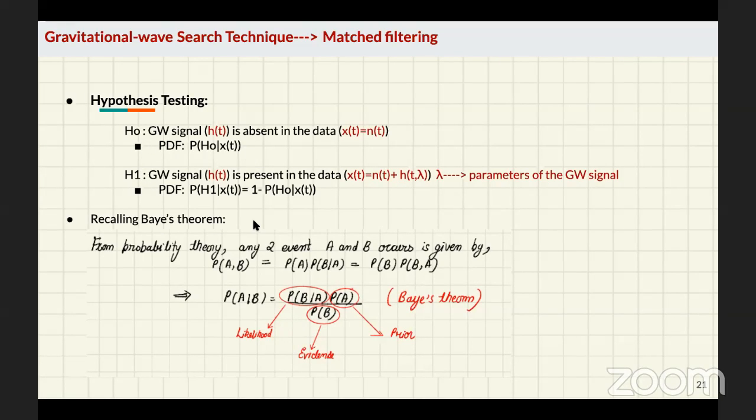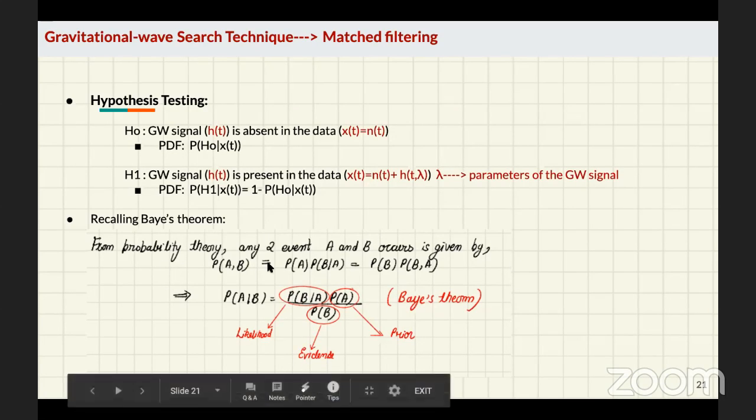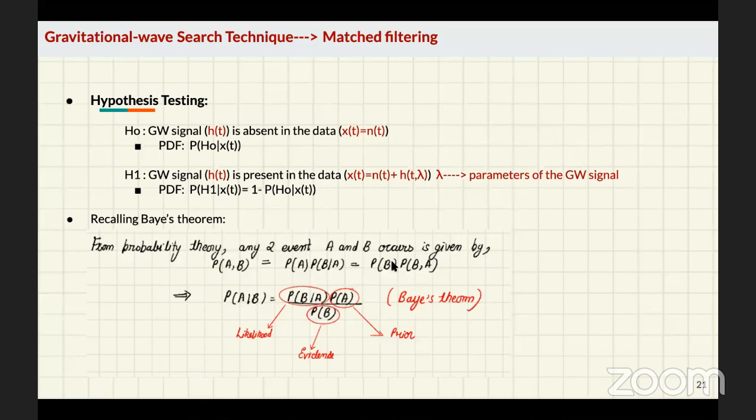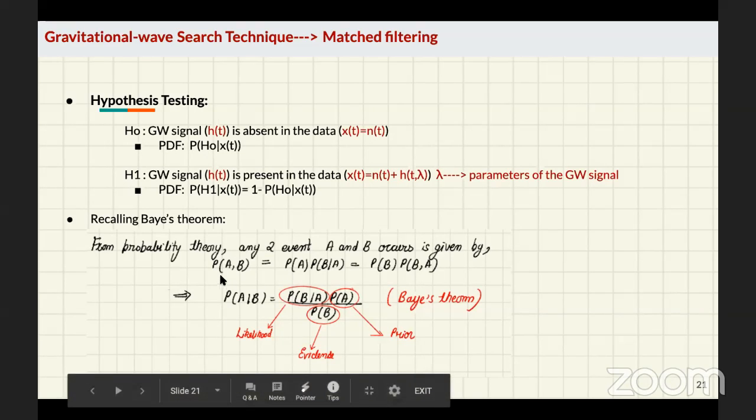It depends on Bayes' theorem. Here I have attached the notes, and bear with me if there is something you don't understand in terms of handwriting. From probability theory, we know that for two events, let's say A and B, the chance of A occurring given B is given by probability of B times probability of B given A. If we use this theorem to understand the probability of event A happening, given that B has already happened, it is given by this formula, which is called Bayes' theorem.